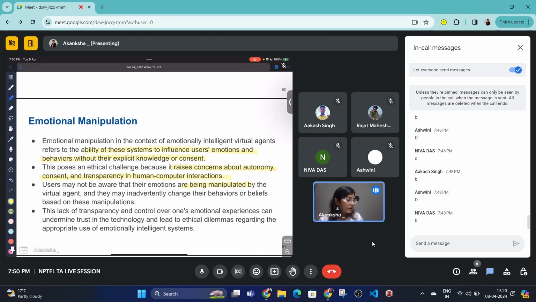So this lack of transparency and control over one's emotional experience can undermine trust in the technology. Next time you won't trust the recommendation by that agent, and it leads to ethical dilemmas regarding the appropriate use of these systems. Suppose initially everything is free. Then slowly, advertisements come into the picture. Now, what if that agent is so influenced by one hospital or one course or one instructor that it is suggesting you go to that yoga instructor, you will feel better with yoga sessions. And it's not just telling you to go for a yoga session, it's telling you to go to this particular instructor. That is when manipulation comes into the picture, because somehow the developers have fed the model, "Oh, you have to recommend this thing," and it is recommending you and influencing you.